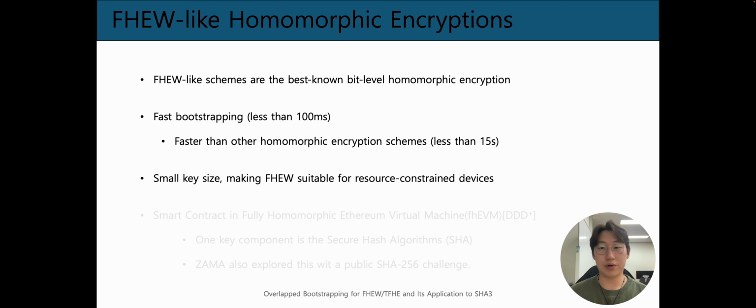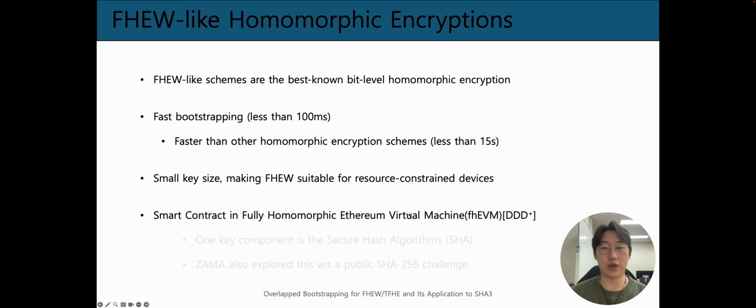Due to this property, the FHEW-like scheme is a useful tool in constrained environments such as small devices. It is also used in smart contracts within the fully homomorphic Ethereum virtual machine called fhEVM. And secure hash algorithms are an important part of smart contracts, often used for verifying data and ensuring integrity.